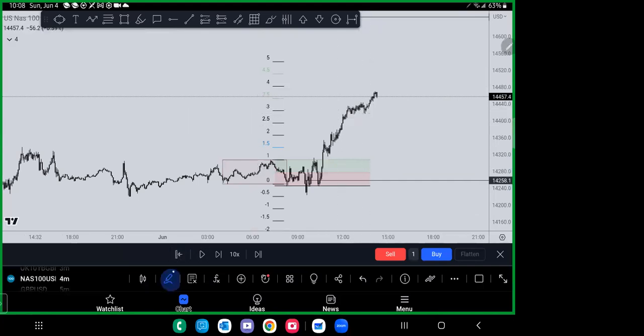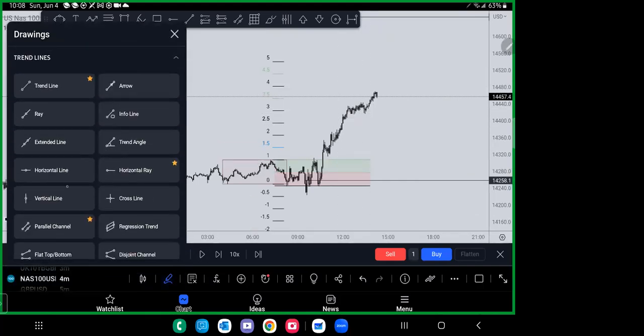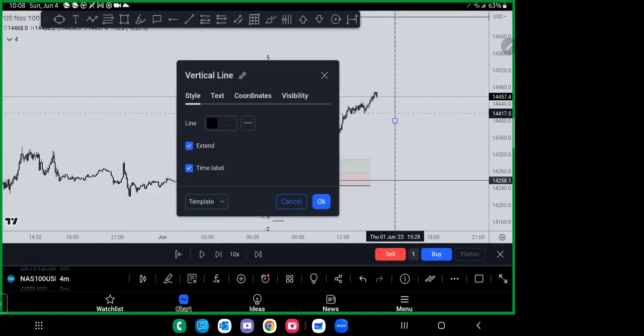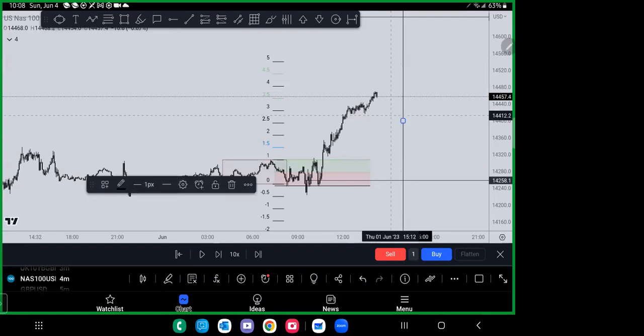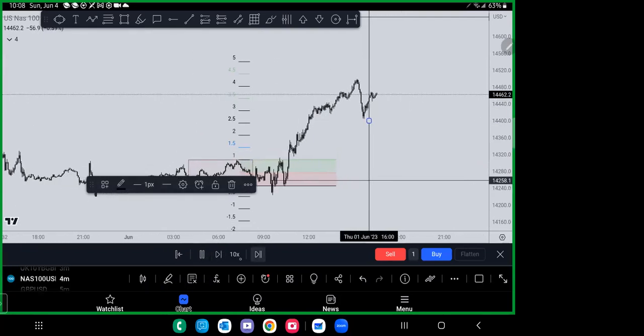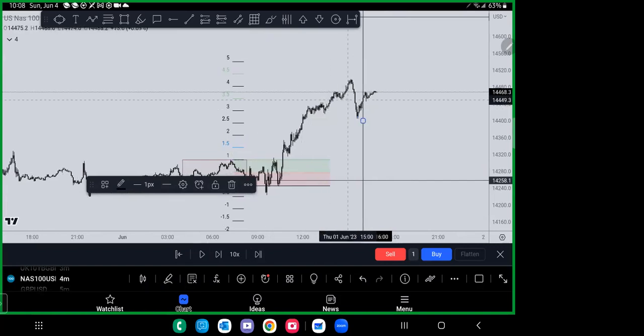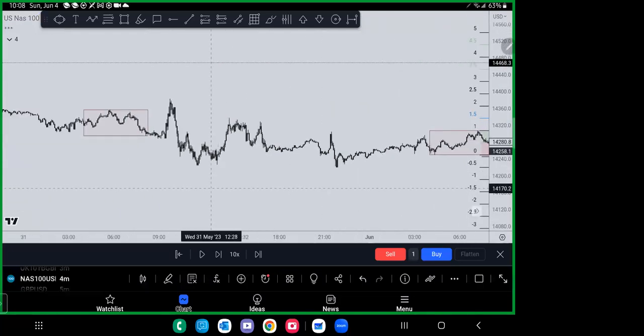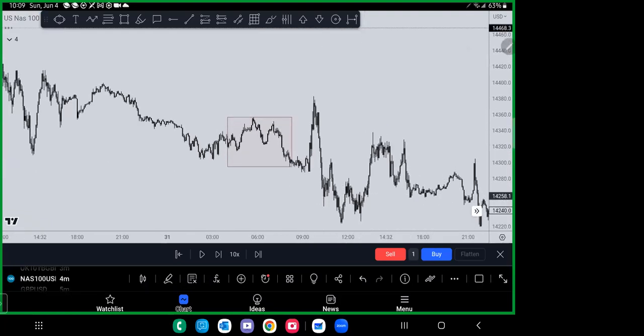What time does the stock market close? At 4 p.m., right? 16:00. All right, cool. All right, so we see price push to 4. Let's see, that would be 1, 2, 3, almost to 3.5 standard deviations of this range. Let's go back again.